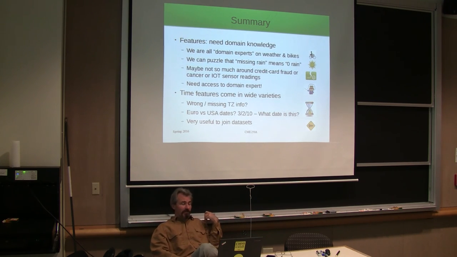So with features, domain experts on weather, that one's easy. And figuring out that missing rain probably means zero rain, that's probably sane too. But maybe around some of these other things, you have to have access to a domain expert. And that should be a thing that you know going into that project. If you're getting hired in to do data science somewhere, almost surely there better be a domain expert around, or access to one, and you should ask that question up front: who am I talking to with the domain expertise?